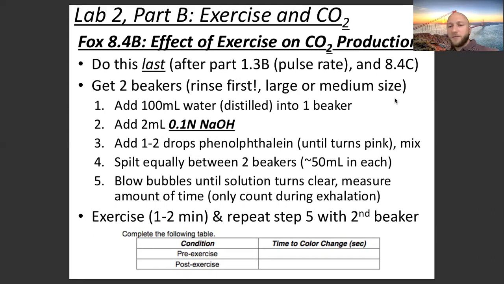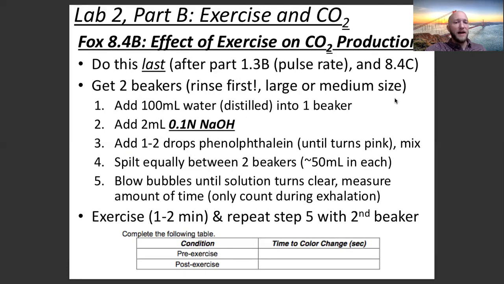So I'm going to give you a little heads up. When you exhale, what do you exhale? CO2. CO2, when it dissolves in water, turns the water more acidic. So the more carbon dioxide we exhale, the more acid is going to be absorbed into the solution, the more acidic the solution's going to be. Eventually, that solution's going to become so acidic that the phenolphthalein goes from a pink color to a clear color.